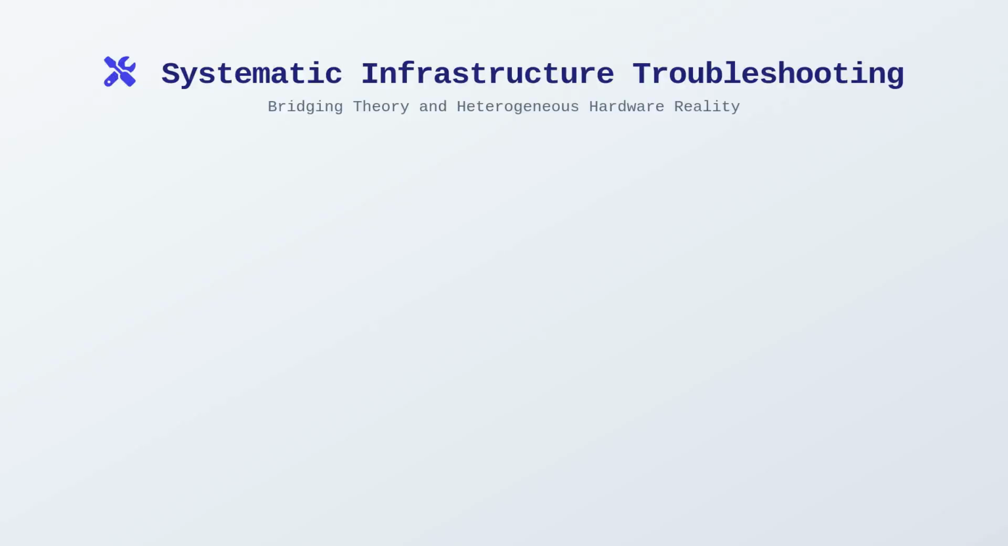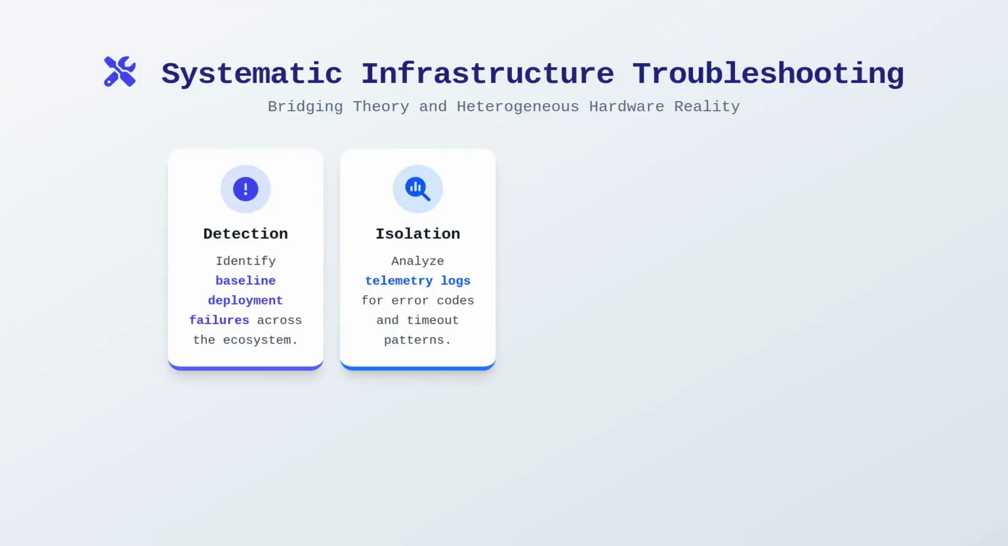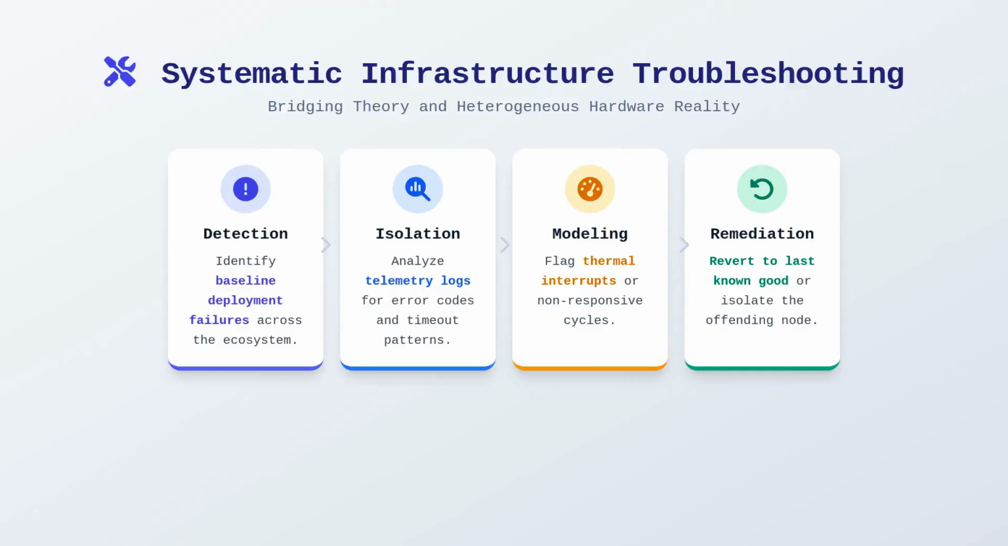Troubleshooting is where theory meets the reality of heterogeneous hardware ecosystems. When a baseline deployment fails, we utilize diagnostic telemetry to isolate the root cause, looking for specific error codes or timeout patterns in the management logs. Predictive failure modeling within the system might flag a component as failing if the firmware update triggers excessive thermal interrupts or non-responsive cycles. Rapid remediation involves reverting to the last known good configuration or isolating the offending node from the cluster state to prevent the error from propagating further.